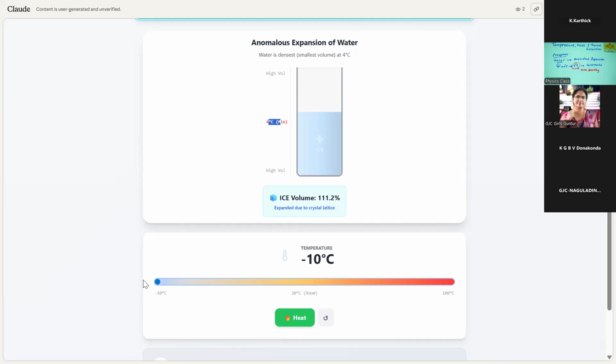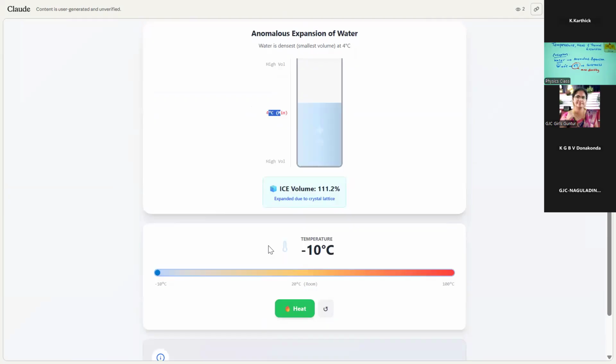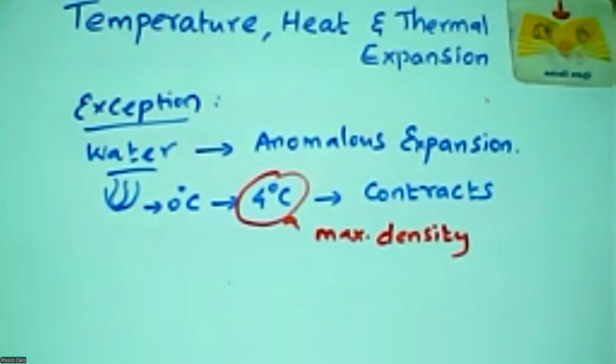If ice sank, lakes and oceans would freeze solid from the bottom up, making life impossible for most aquatic organisms. So this anomaly protects life on Earth. Clear? This is the anomalous expansion of water.